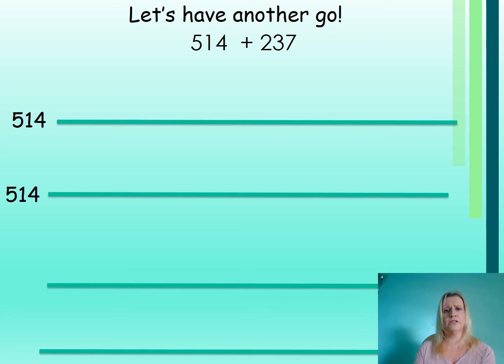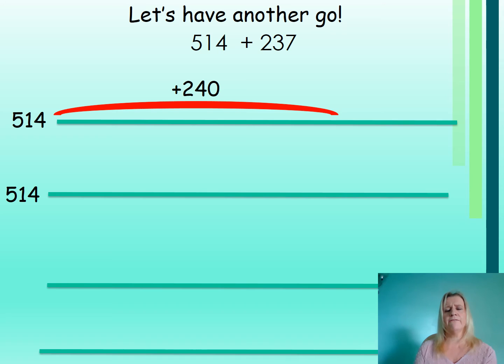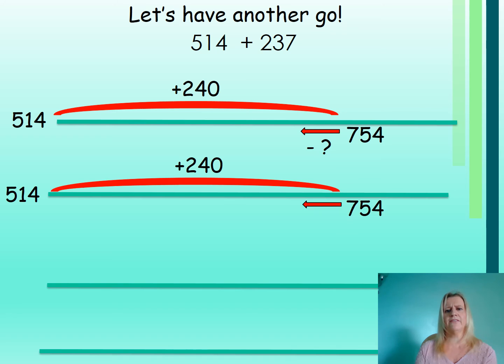It's 240. If I add on 240, it means I've added on too much and I need to take something back off again at the end. How much would I have to take off at the end? 514 add on 240 brings me to 754, and then I need to remember to take off 3 more to get me to 751.